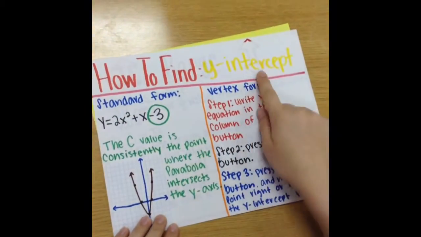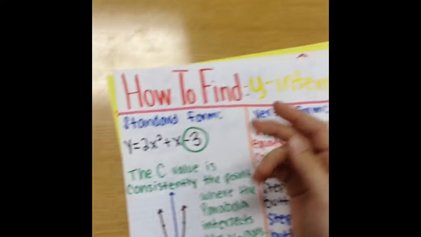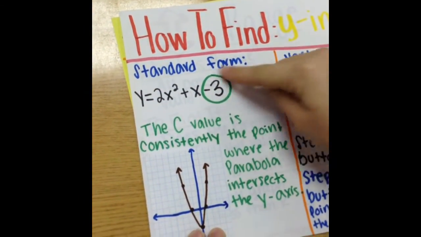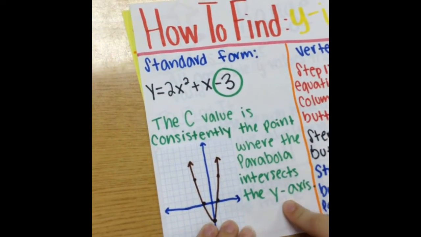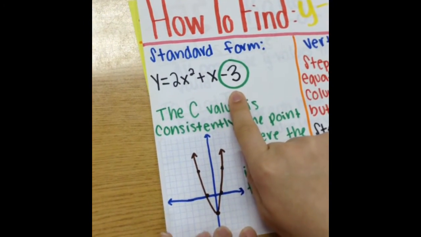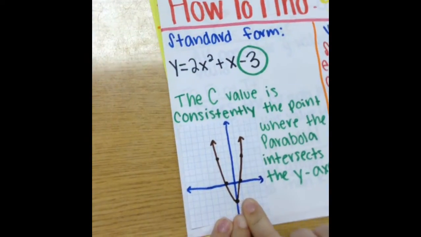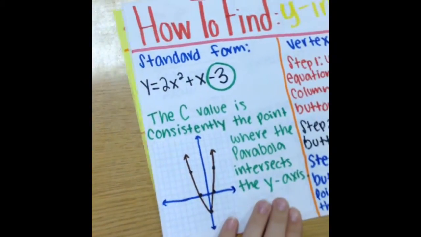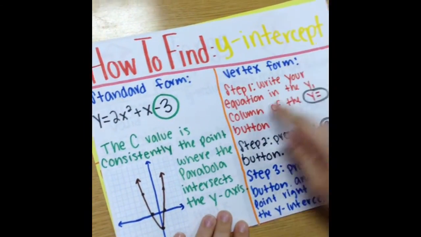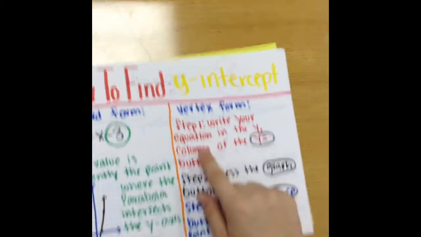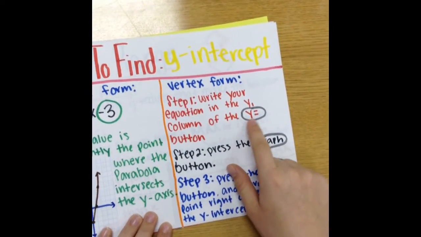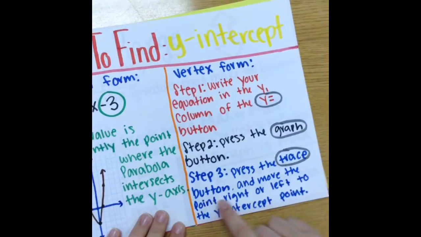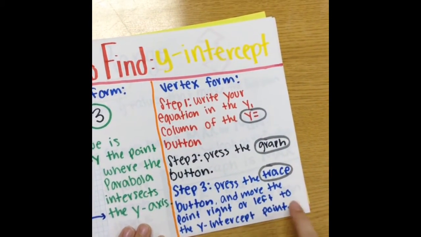How to find the y-intercept. You can find the y-intercept by standard form. The c value is the point where the parabola intersects the y-axis. In this example, it's negative 3, so you would go down, and that would be the y-intercept. You can also find the y-intercept by vertex form by, in the calculator, writing the equation in the y equals button, pressing the graph button, and then pressing the trace button and moving to the point right or left to the y-intercept point.